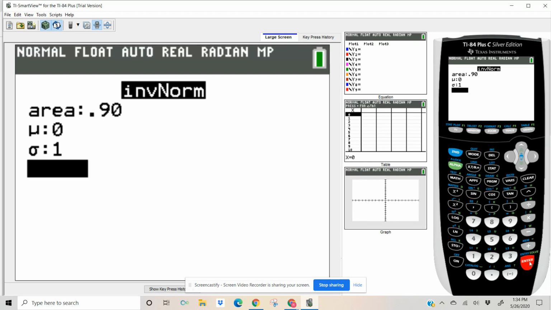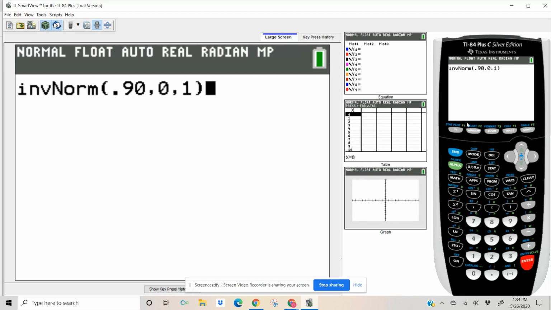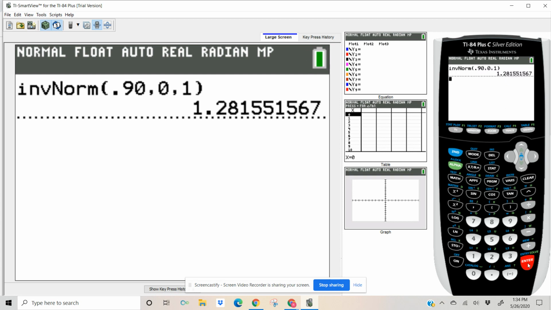Go down and hit enter. Notice it repeats on that. So area is 0.9 or 90% of the area under the curve, mean of 0, standard deviation of 1. The critical z value associated is 1.28. So critical z values greater than 1.28.